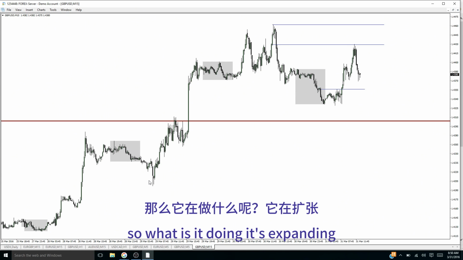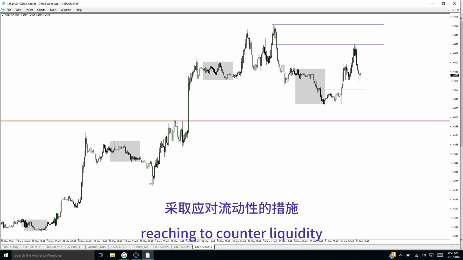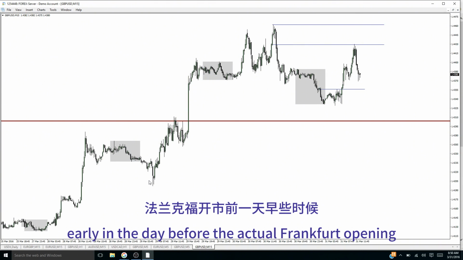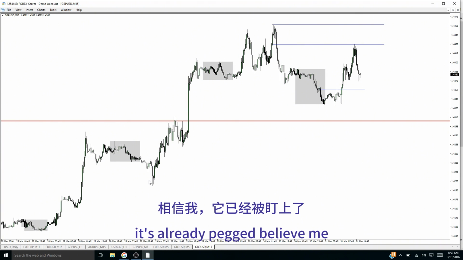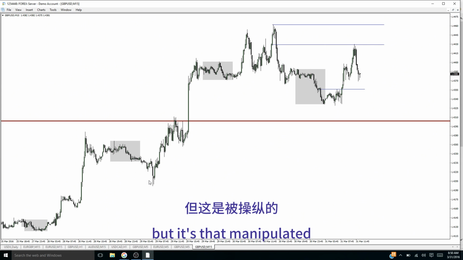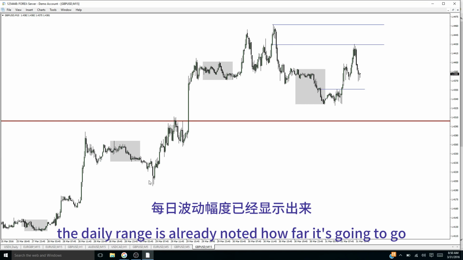It's expanding, reaching to counter liquidity, because the daily range is already engineered early in the day before the actual Frankfurt opening. It's already pegged. Believe me, it's that manipulated. I can't say any more than that, but it is that manipulated. The daily range is already noted for how far it's going to go.